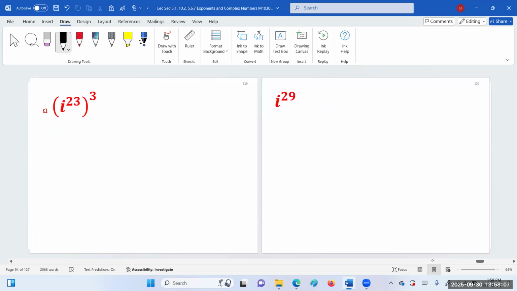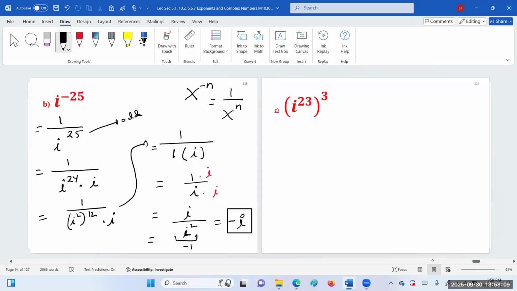Okay, now let's do something like this. Two parts together, what do you do? Exponent rule. Which exponent rule does it remind you of? X to the M. So what do you do? M times N. So you have i to the 69. 69 is odd, right? So to split, one of them is i, and the other one is 68.